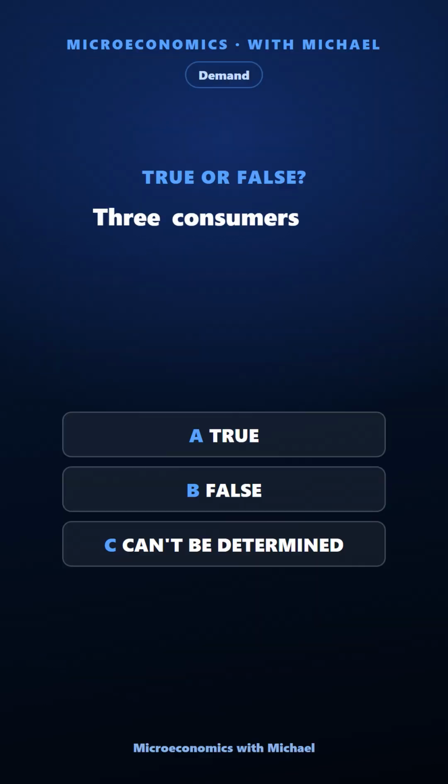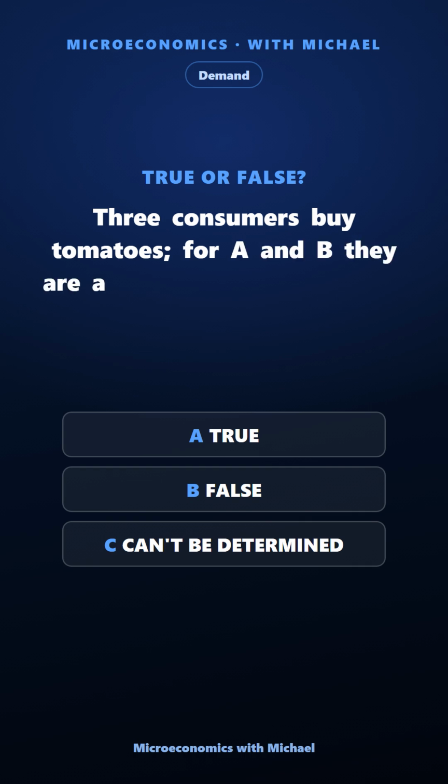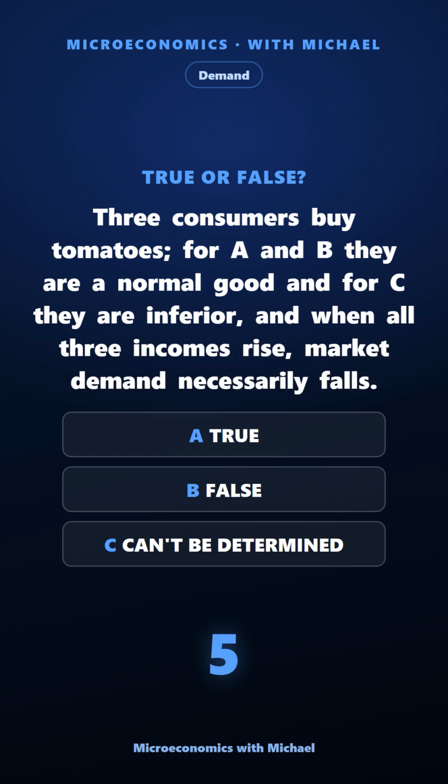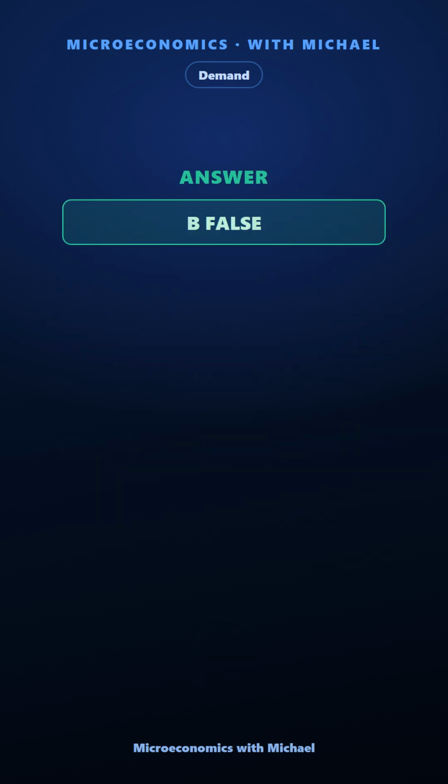3 consumers buy tomatoes. For A and B they are a normal good and for C they are inferior, and when all 3 incomes rise, market demand necessarily falls. True, false, or can't be determined. The answer is false. Incorrect.